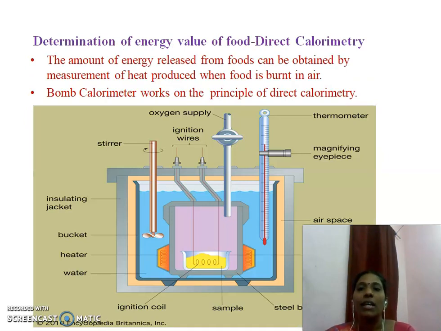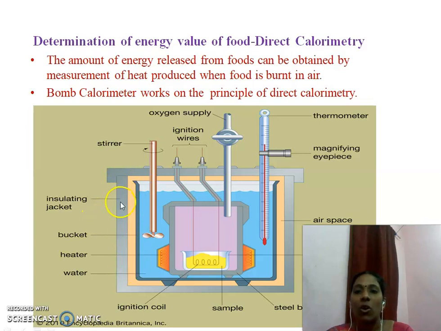Now let's see the determination of energy value of food by the direct calorimetric method. The amount of energy released from foods can be obtained by measurement of heat produced when food is burnt in air. When the food is burnt with the help of oxygen, the amount of heat produced during that burning is converted into the energy. This bomb calorimeter works on the principle of direct calorimetry. Now let us enter into the bomb calorimetric method.